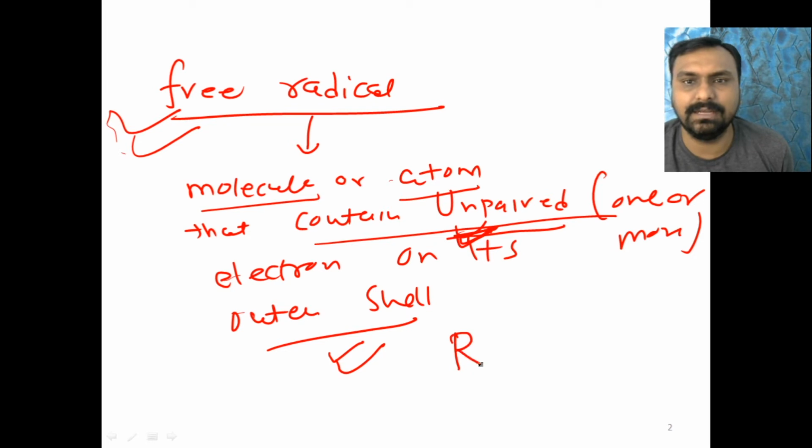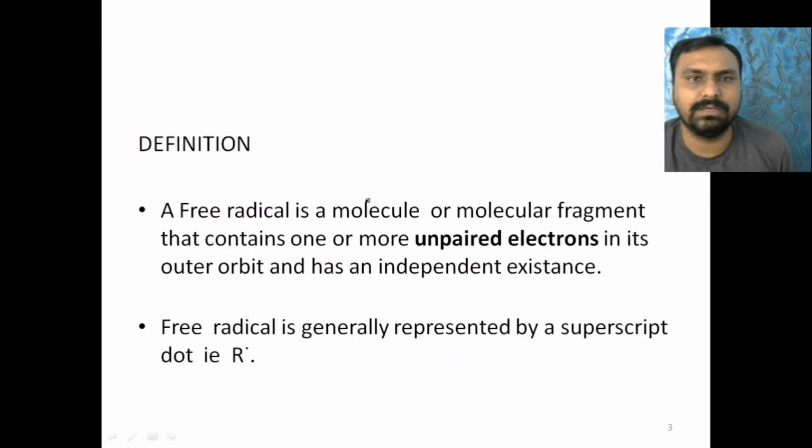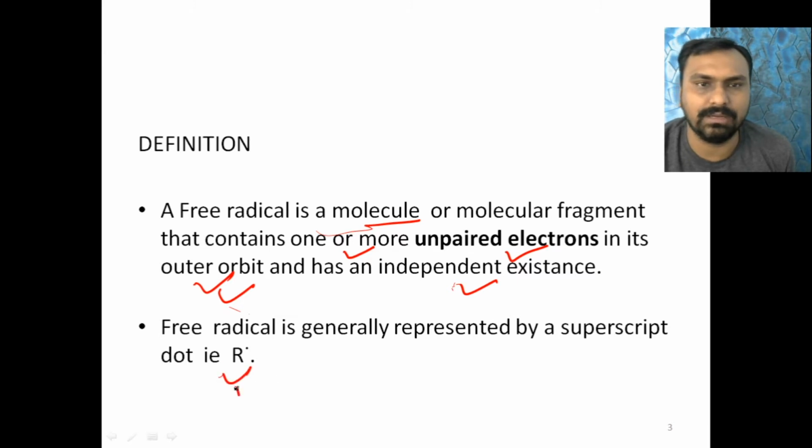It is written with a superscript dot. So it is a molecule or molecular fragment that contains one or more unpaired electrons on its outer orbit, and it has independent existence. It is represented by R with a superscript dot.